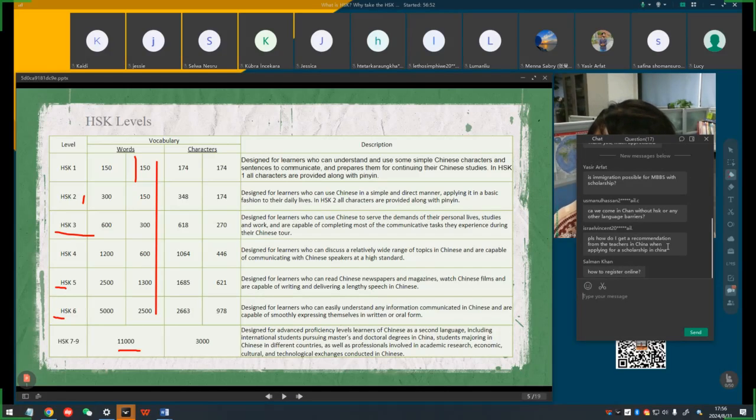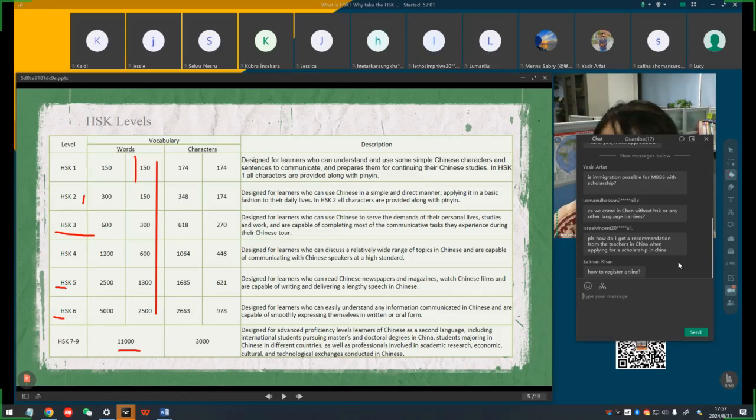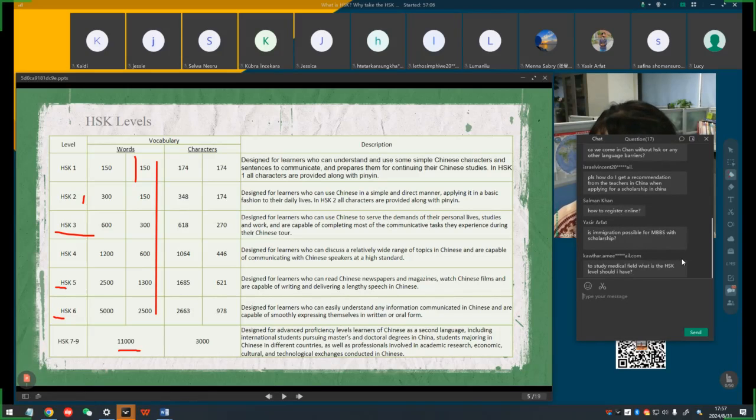Can we come to China without HSK or any other language barriers? Of course, yes, you can. It really depends on whether you will use Chinese for your job or study.